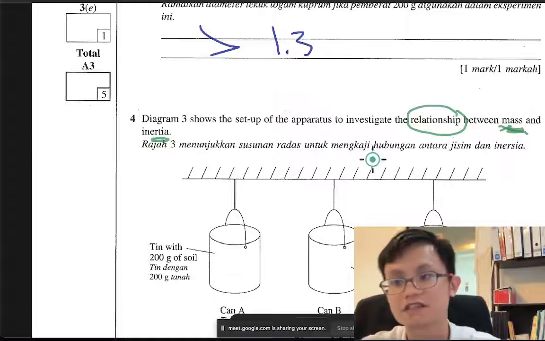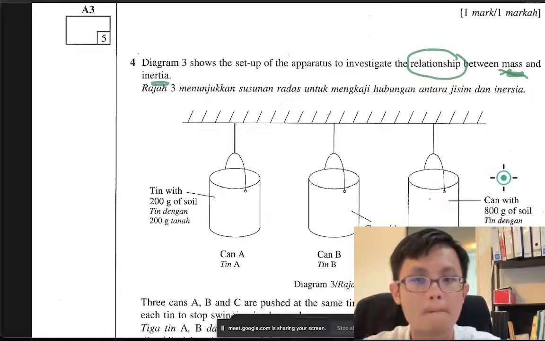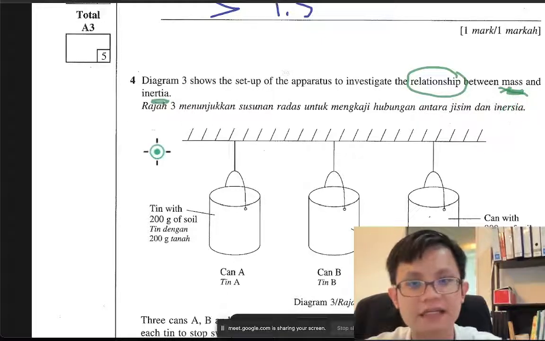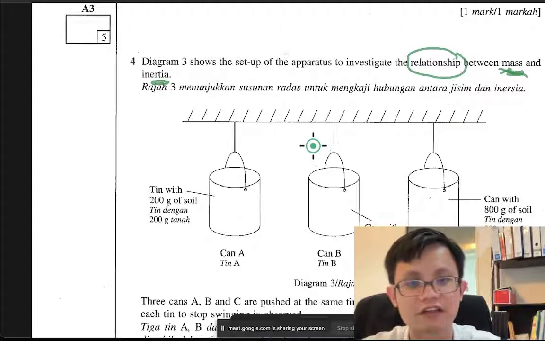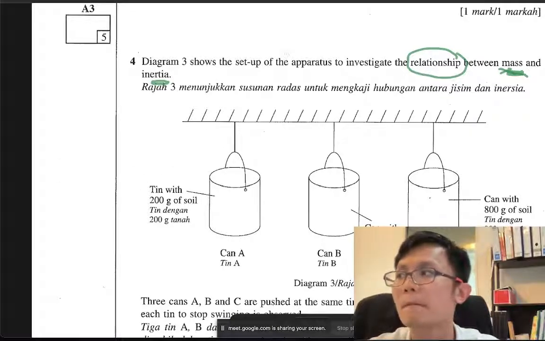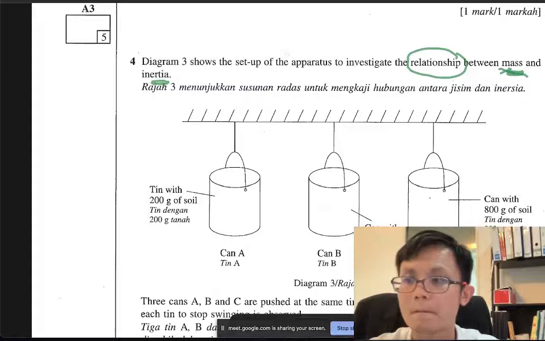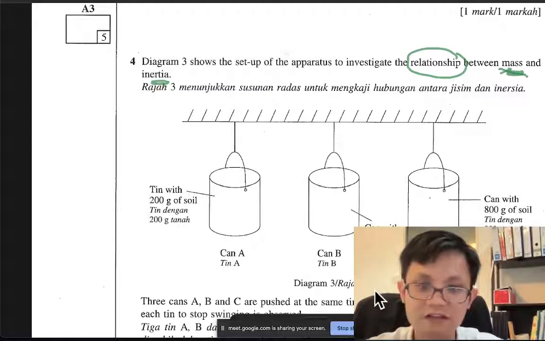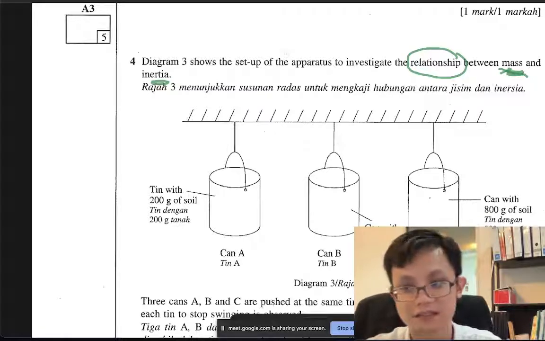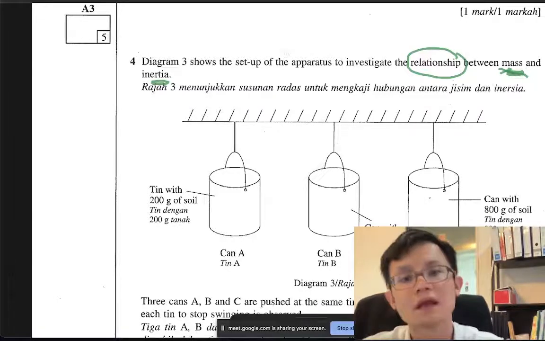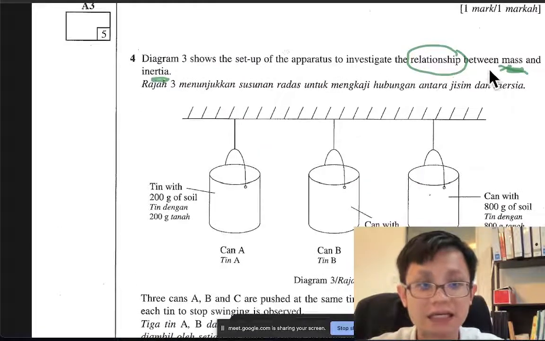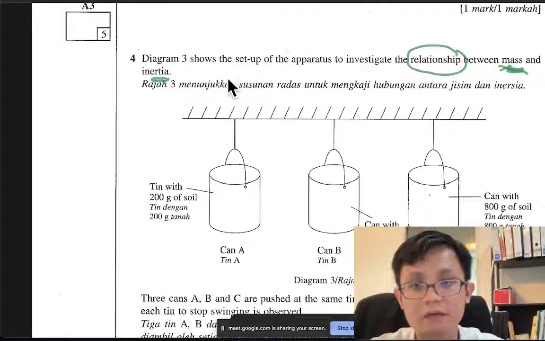So what is the relationship between mass and inertia? The higher the mass, the higher the inertia. What is the definition of inertia? In its existing state of rest or uniform motion in a straight line, unless that state is changed by an external force. Yes, correct. So it's the resistance from the force. So of course, the higher the mass, the more inertia.